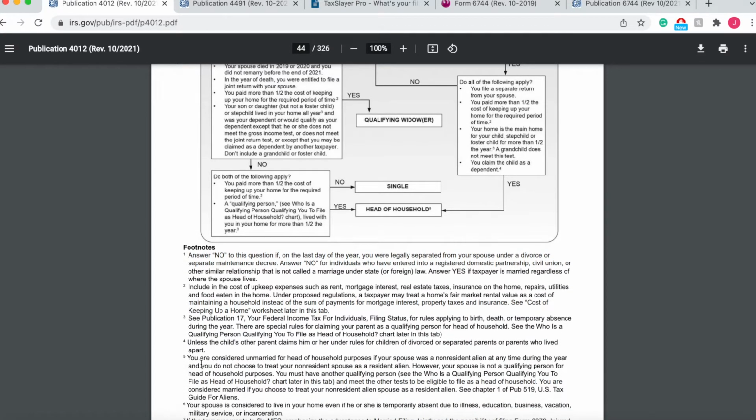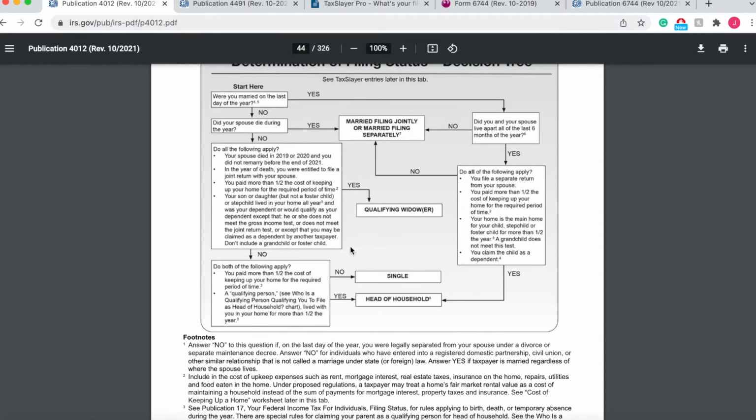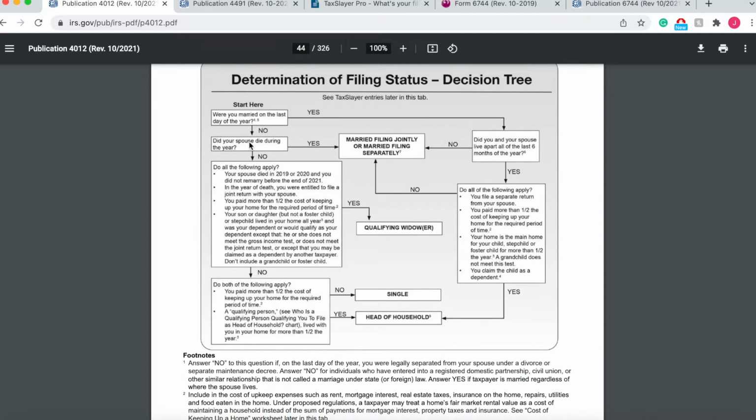And then here it says you are considered unmarried for head of household purposes if your spouse was a non-resident alien at any time during the year. Well, we know that Jennifer is just not married at all, so again, the exception does not apply to us. Here, did your spouse die during the year? No, that did not occur. And so here we go. We're going to look at these now. We're at this part of the decision tree. It says, do all of the following apply? Your spouse died in 2019 or 2020 and you're not remarried before the end of 2021. No, her spouse did not die.